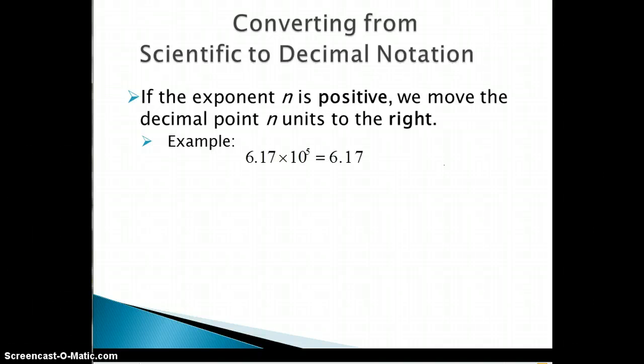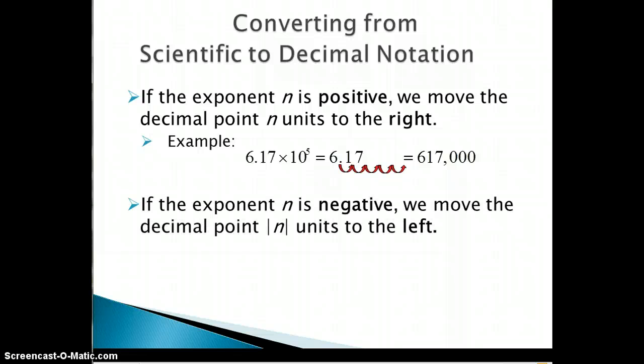So for example, 6.17 times 10 to the positive 5 exponent means we're going to move that decimal 5 units to the right. So 1, 2, 3, 4, 5 units to the right. Notice we have 3 spaces that we're going to need to fill in with placeholders of zeros. So we insert those 3 zeros and we end up with 617,000.